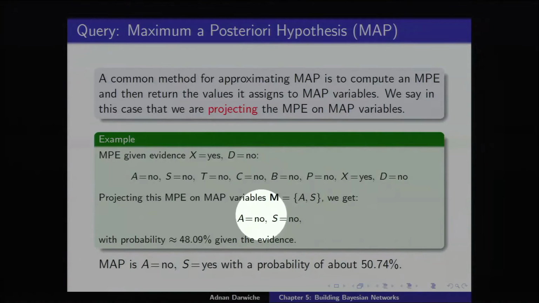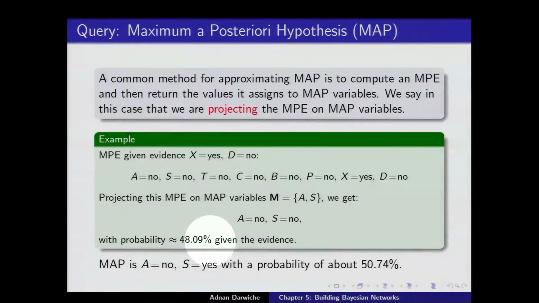And that's actually not as good as what we found, right? That basically has this particular probability, and the real MAP is this guy with that particular probability. So in this case, it wasn't that bad as an approximation, and people sometimes use this as an approximation, right? You solve MPE and project on the MAP variables, and then you're good.